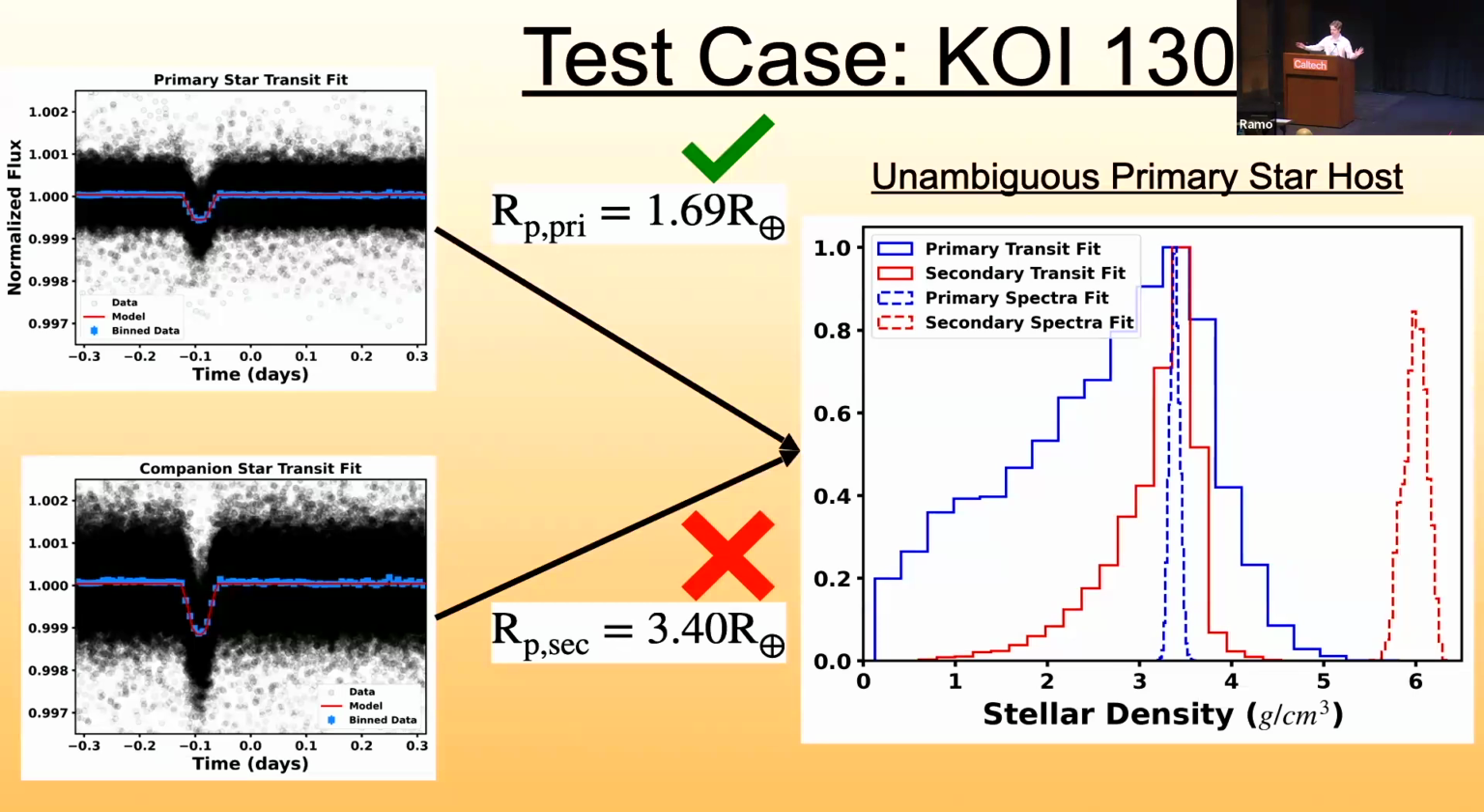Those do not overlap at all. But for the blue histograms for the primary star, they overlap quite well. And so this is a case where we can pretty unambiguously say that this planet is orbiting the primary star. And we do get a new radius value.